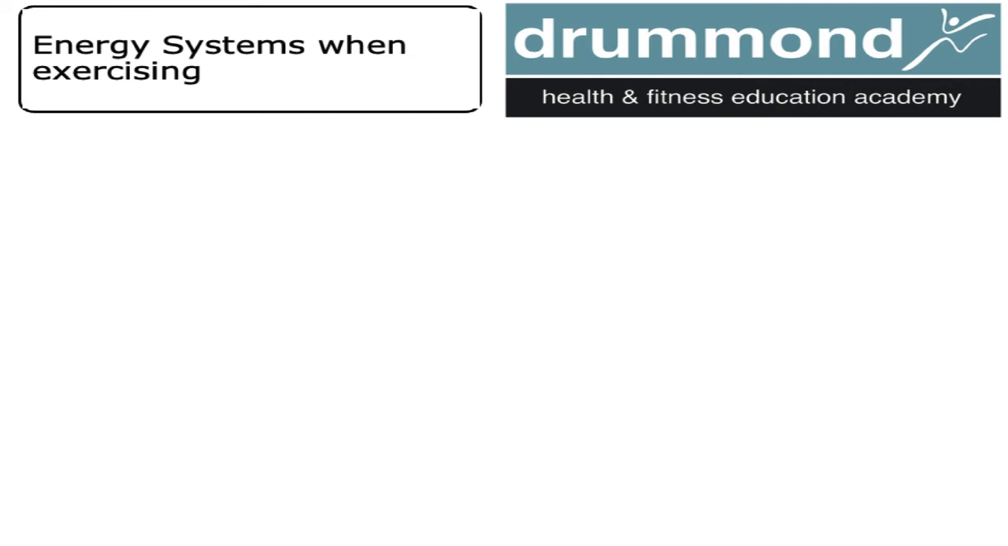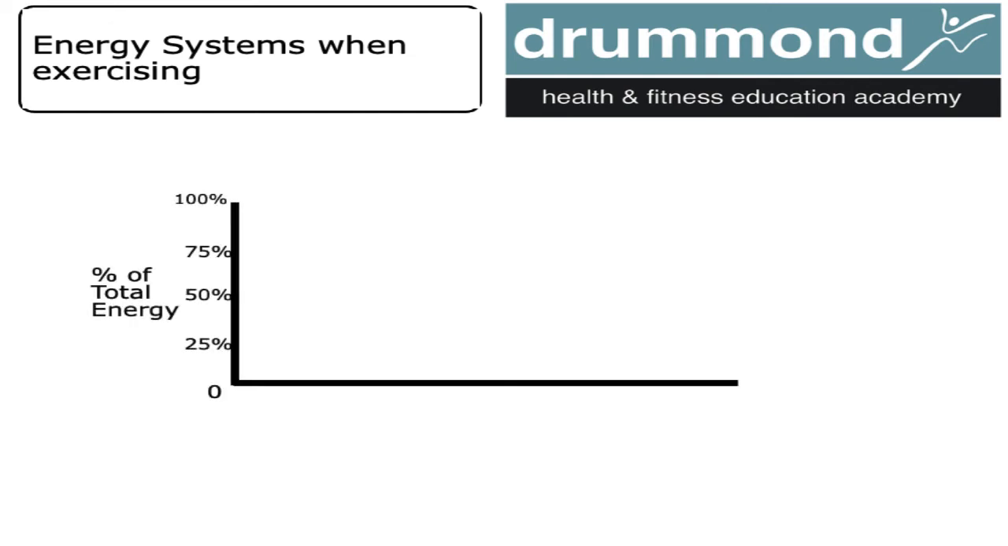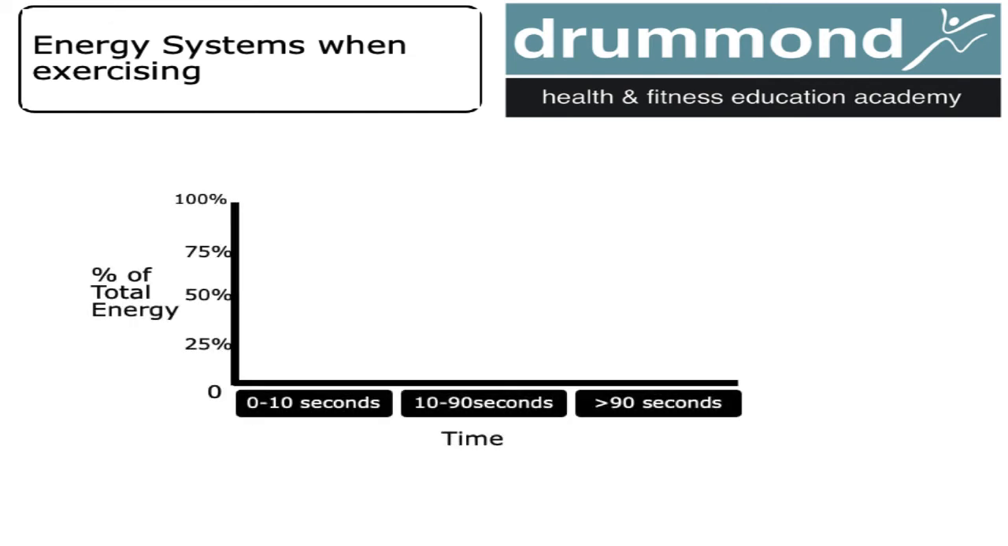Energy systems when exercising. What we're going to look at now is how the body uses energy dependent upon the length and intensity of exercise. So for the first 0 to 10 seconds of any exercise, the majority of your energy production is going to come via the phosphocreatine system.